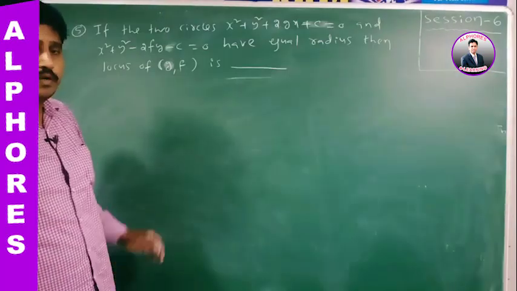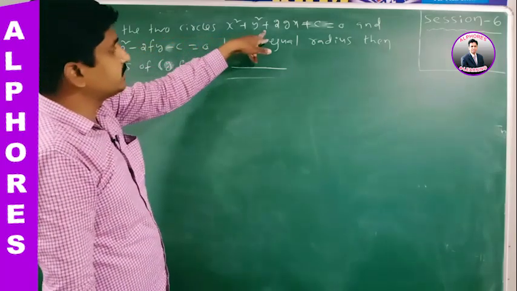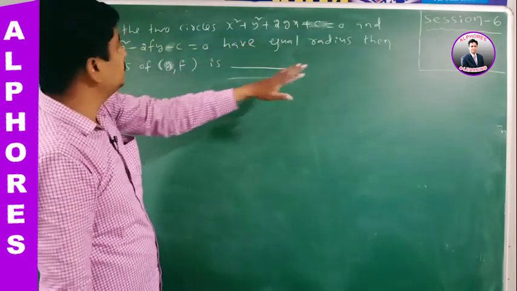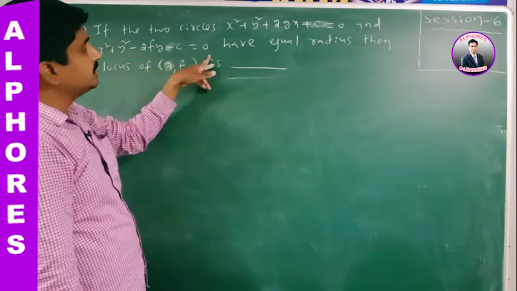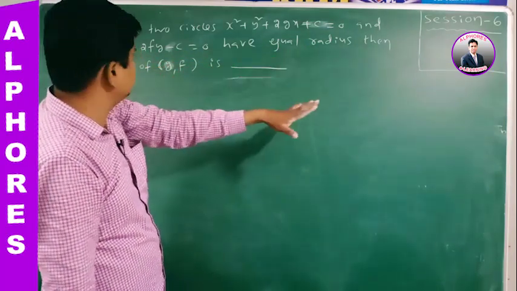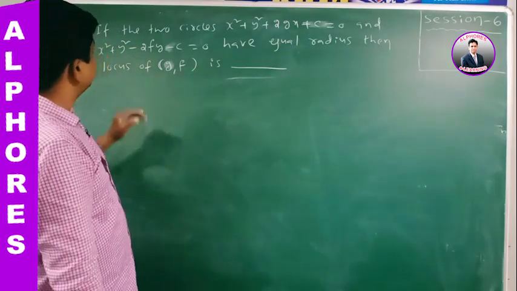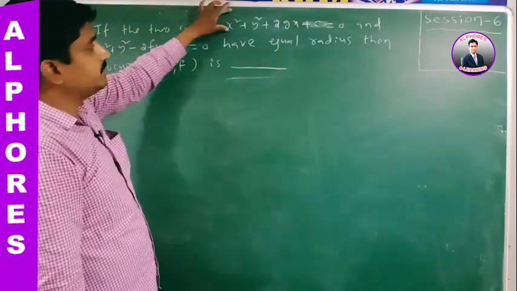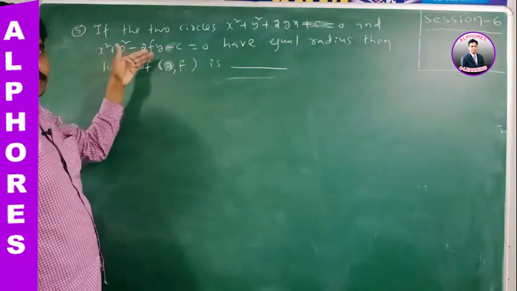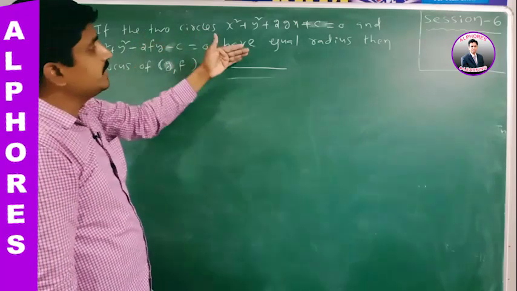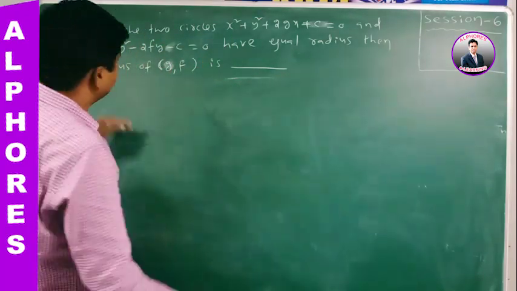Okay, students, another problem. If the two circles x squared plus y squared plus 2gx plus c equal to 0 and x squared plus y squared minus 2fy minus c equal to 0 have equal radius, then the locus of (g, f) is? Right.